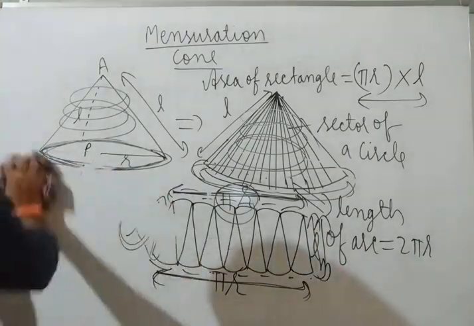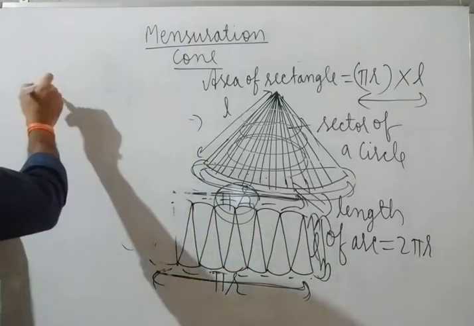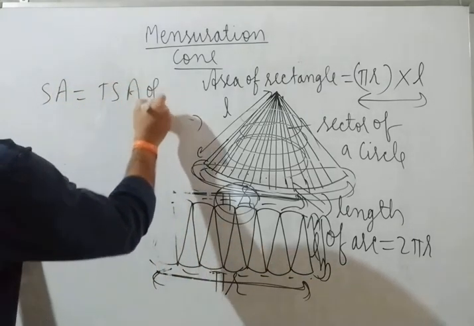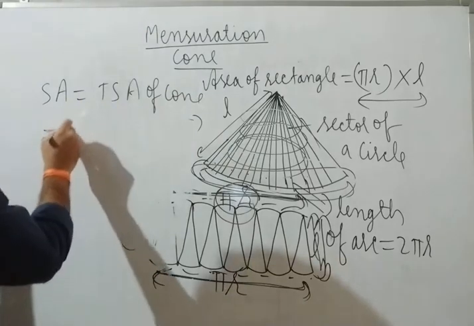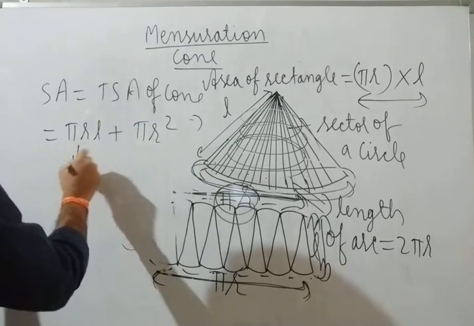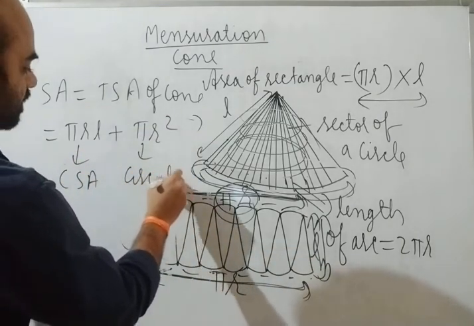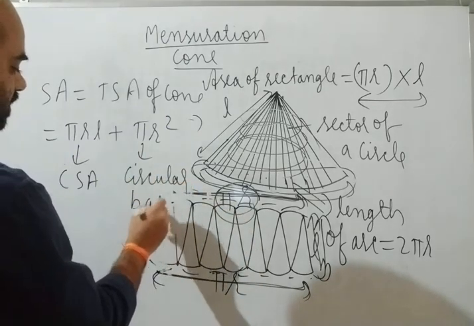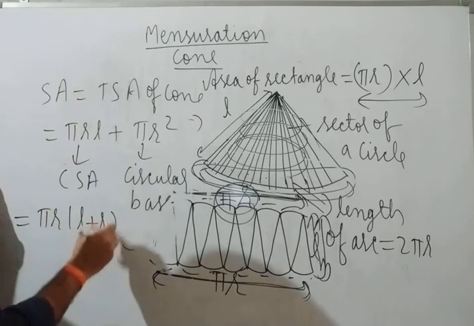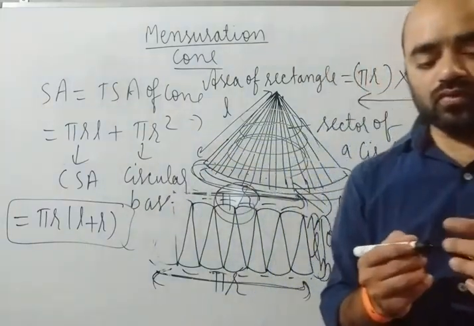So total area we have calculated, total surface area for the cone. Surface area means total surface area of cone, that is pi r L plus pi r square. Why? This is curved surface area and this is the circular area of the base. And we have calculated, pi r is common. It means pi r into (L plus r). This is total surface area or surface area of cone.